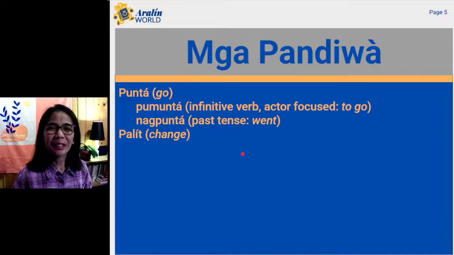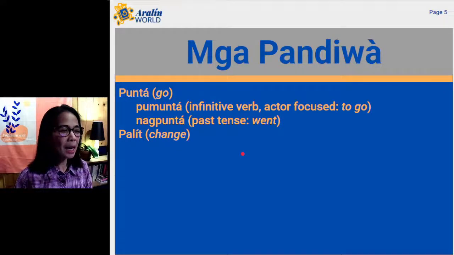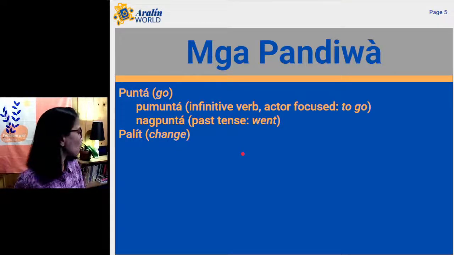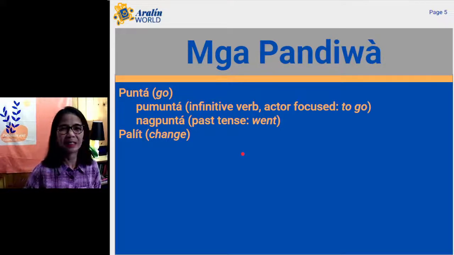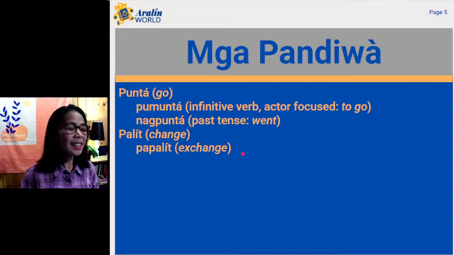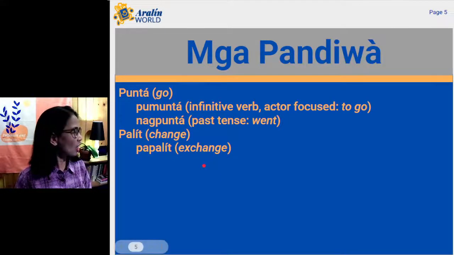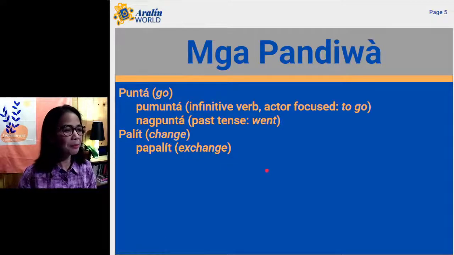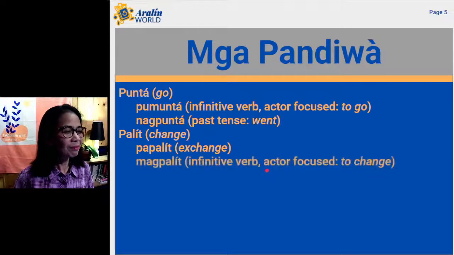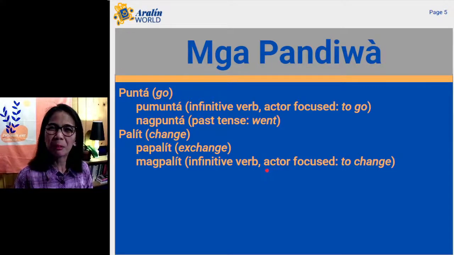Okay, let's have another root word which means palit. Bruce, palit means change. Change. Palit. Yes. And then let's conjugate. In this case, let's apply a prefix pa with a root word palit. So you would say papalit. When you hear papalit or when you say papalit, it means exchange. Bruce, remember that.